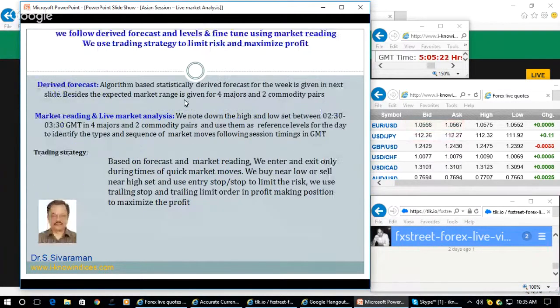First of all, we will see the derived forecast. Later on, I will do the market reading. Meanwhile, if you have any question, kindly ask the question, and I'll be willing to answer those questions.